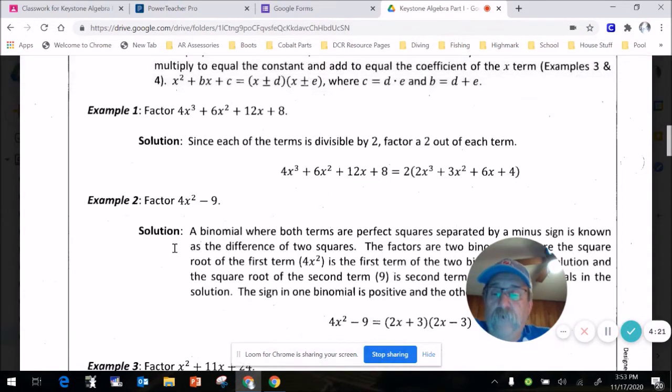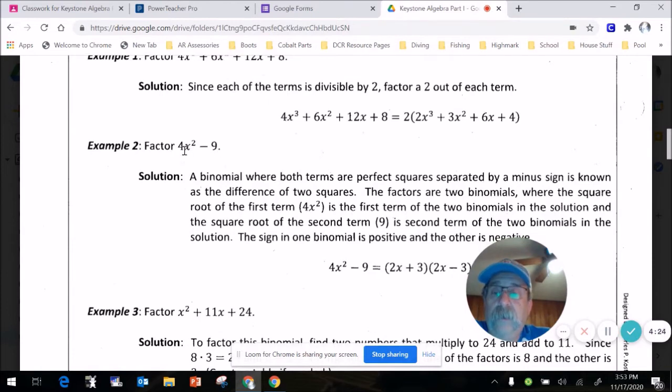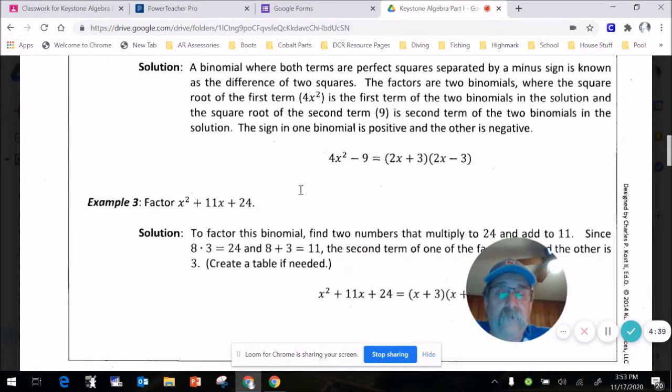In example 2, factor 4x squared minus 9. The first term, 4x squared: x squared is a perfect square, 4 is a perfect square, and 9 is a perfect square, and it's the difference between two perfect squares. To factor a difference of two perfect squares, here's how you do it. You take the square root of the first term, which is 2x. We take the square root of the second term, 9, which is 3. We write the 2x and a 3, 2x and a 3, inside grouping signs. We put an addition sign between the two terms in one grouping sign, and we put the subtraction sign between the two terms in the other grouping pair.